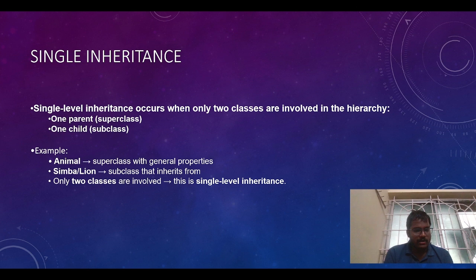While you are writing inheritance, you have to ask yourself, lion is a what? The "is a" question is what you have to ask. At that time you will get, okay, a lion is an animal. At that time you will use inheritance. Here only two classes are involved, so for that reason this is called single level inheritance. In the next part will be the program.